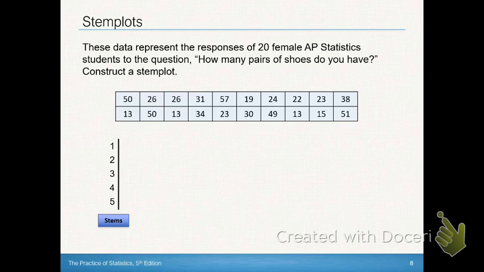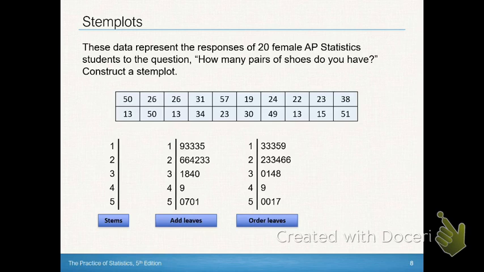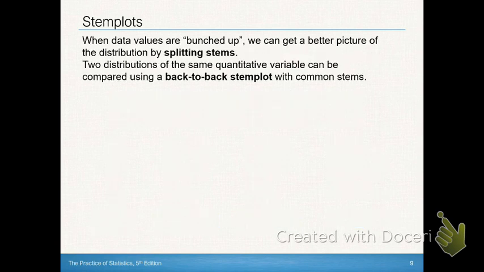So we're going to have the tens place be the stems, and then we're going to have all of the ones places be the leaves. After we've done that, we'll reorder the leaves from smallest to largest, and then we add a key. We don't know just by looking at it, does the 1|3 mean 1.3, or does it mean 13, or what does it mean? So we do have to add a key so we know what that means.